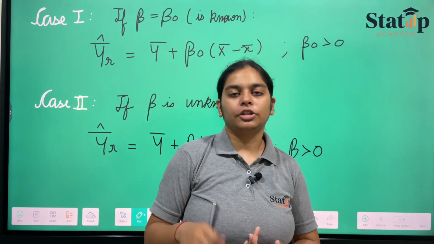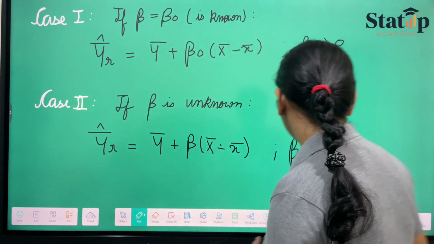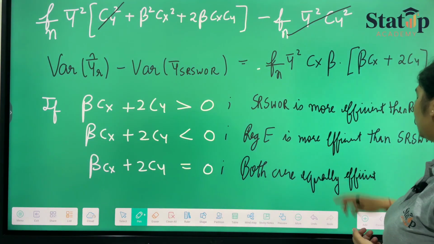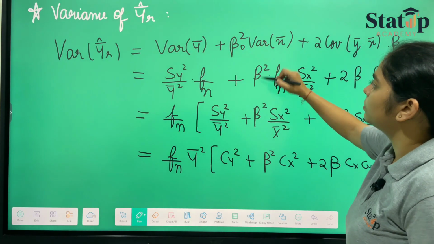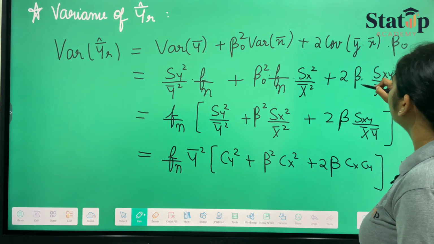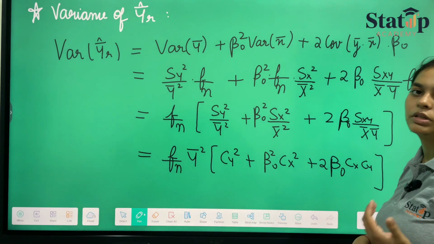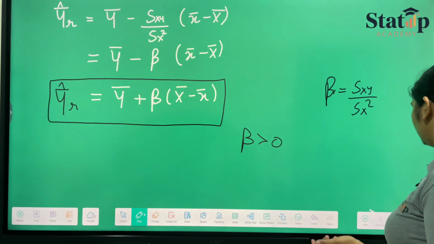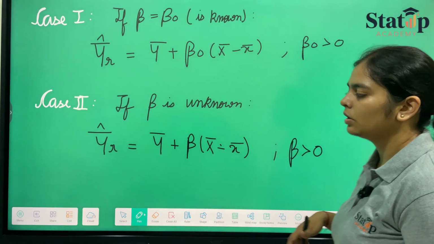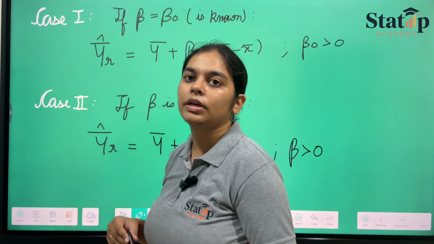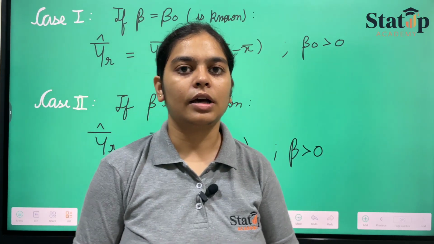So these are the two cases which arise depending on the value of beta, whether it is known priorly or unknown. Further on this, we have discussed case 1 today. When beta is known, you can rewrite this beta naught simply as the known value of beta. And case 2, which is the unknown case, we'll discuss tomorrow. I hope you got what we have done today in the class.